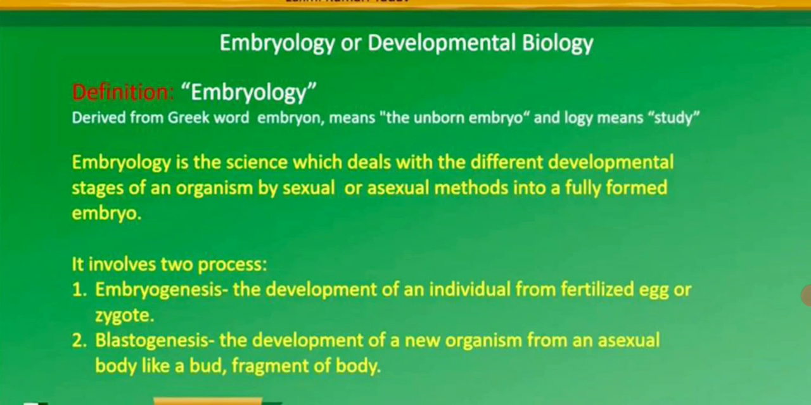There are two terms involved in embryology. Embryogenesis, which means the formation of embryo, so it's the formation of embryo from the fertilized egg or the zygote. And another term is blastogenesis. This word is used when there is a development of new organisms by asexual methods from body buds and fragments of the body.